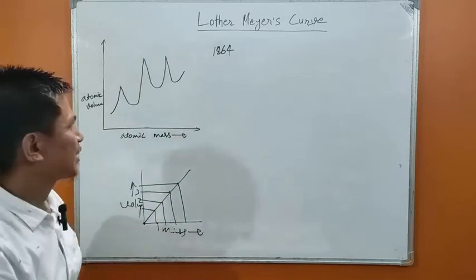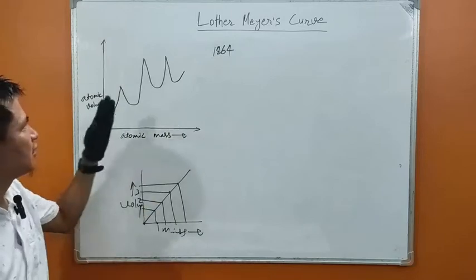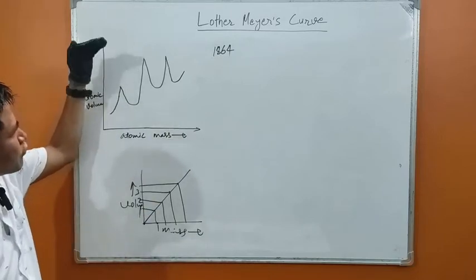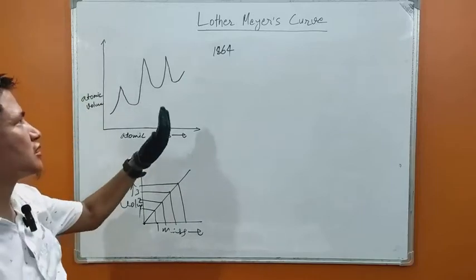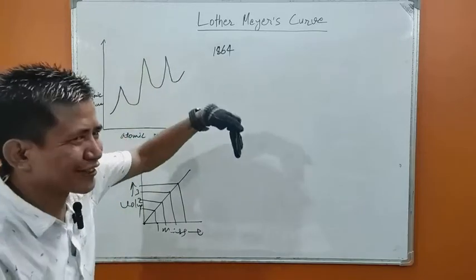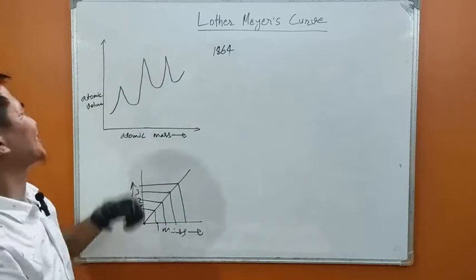Got our point? Atomic volume does not keep on increasing like this. It increases, and after reaching a certain point, again it starts decreasing. Again it starts increasing, again it starts decreasing. Increasing, decreasing, increasing, decreasing, isn't it? That is the way it looks.